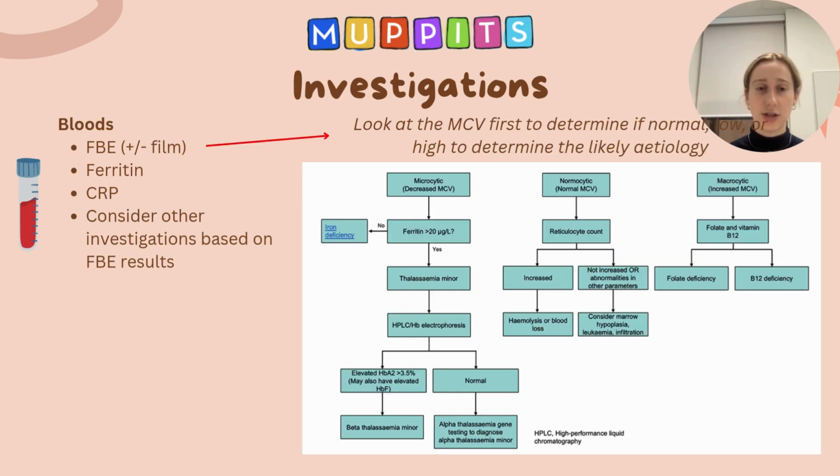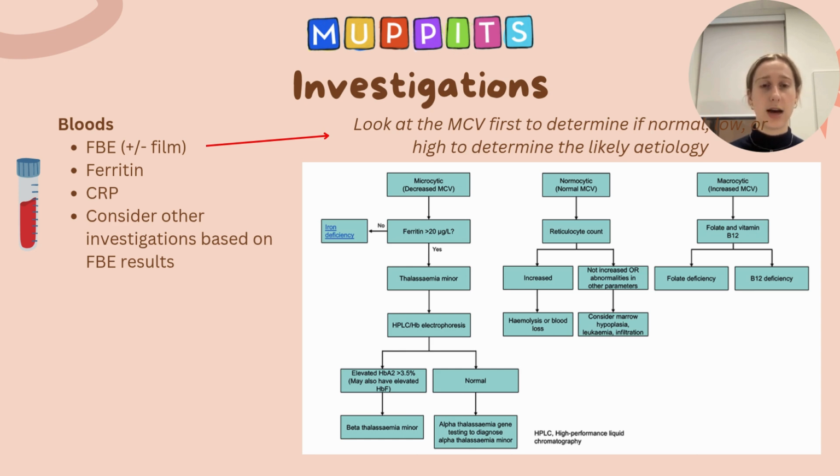Now to investigations, and these are going to be incredibly dependent on your other features on history and exam and your suspected differentials. But obviously, in every case of pallor, you're most likely going to do an FBE plus or minus a blood film. And what's going to be most important to look at first is the mean corpuscular volume, or the MCV, to determine if it's normocytic, microcytic, or macrocytic. That's going to help you determine the likely etiology.